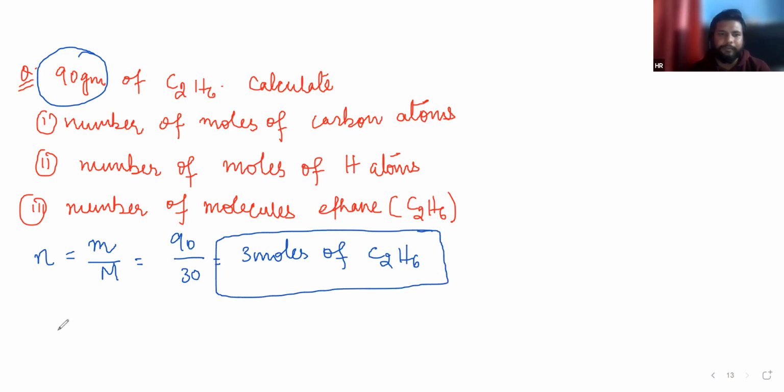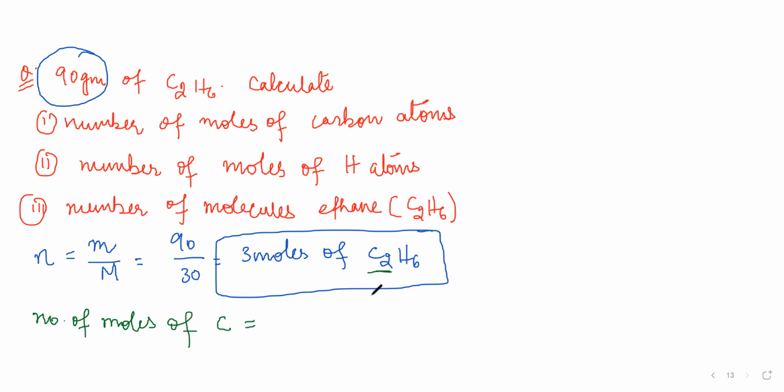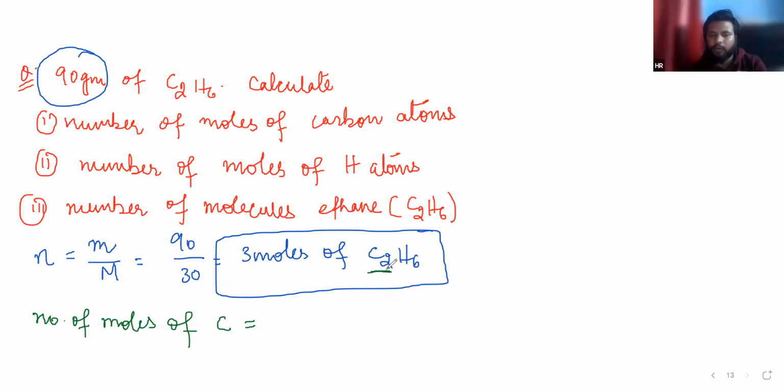Now, if we have to calculate the number of moles of carbon atoms, just see how many carbon atoms are present. 2 carbon atoms in one molecule. So the number of moles of carbon is equal to 3 into 2. That will be 6 moles of carbon atoms.